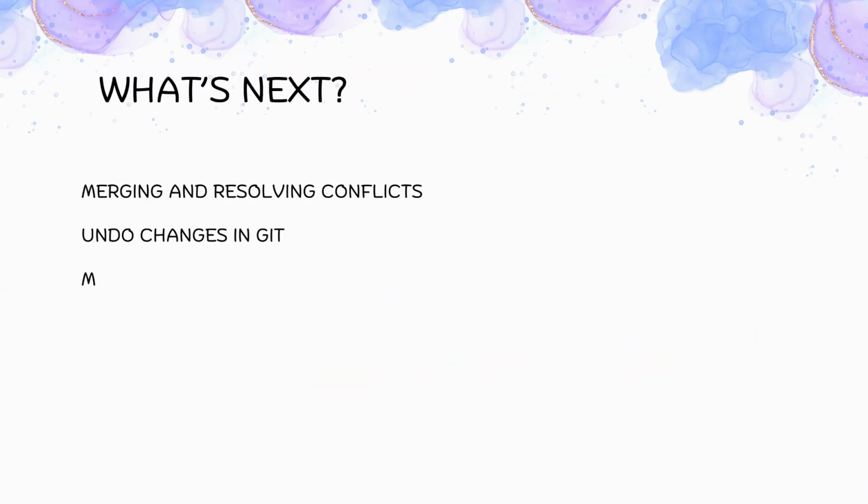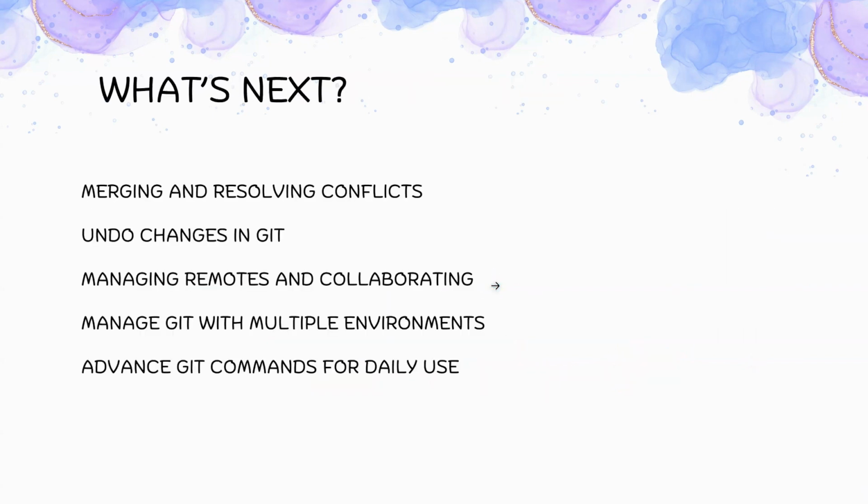So what's next? We just covered the basic concepts of how Git works. In the next video, we will check how we can merge and resolve conflicts, how we can undo changes in Git, how we can manage the remote, and how we can collaborate while working in a large team. And if you want to work with multiple environments, what the best practices are for working with branches. We will also check some advanced commands for daily use.